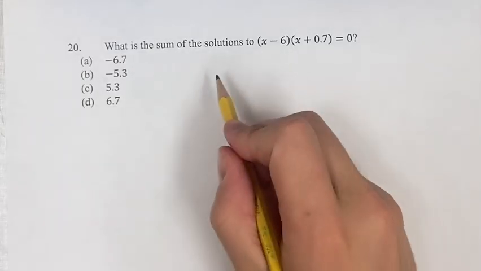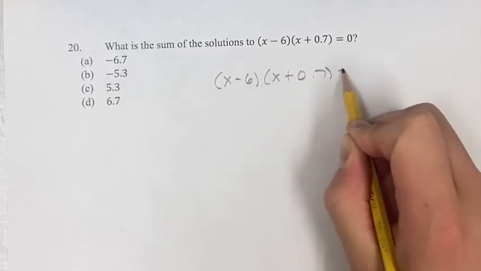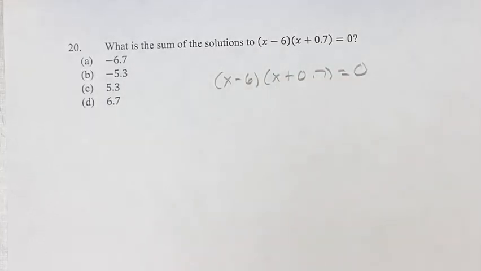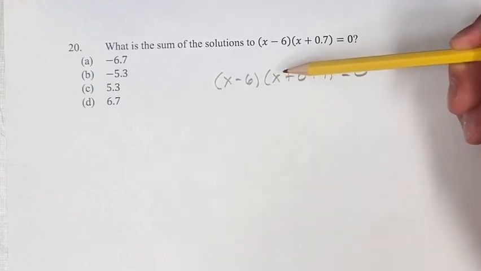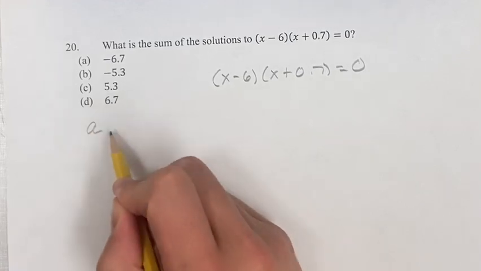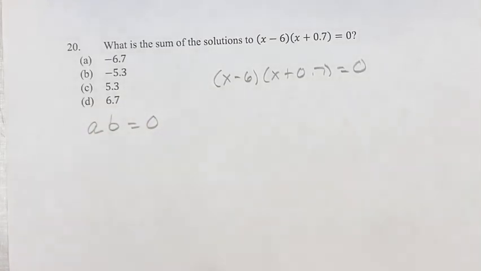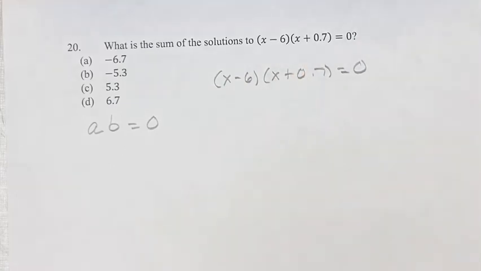In this problem we have the equation (x - 6)(x + 0.7) = 0. And we're asked what is the sum of the solutions to this equation. So we have to think of this as this thing inside parentheses times this thing is equal to 0. Let's call it a times b is equal to 0, where a is representing x minus 6 and b is representing x plus 0.7.